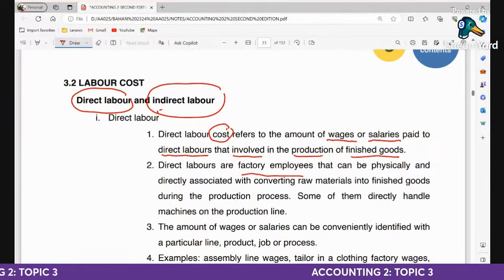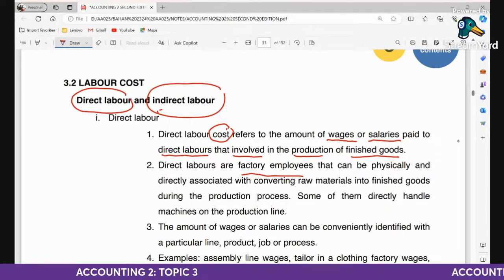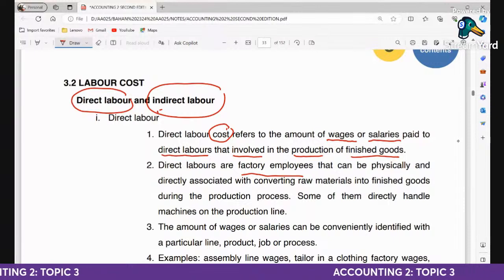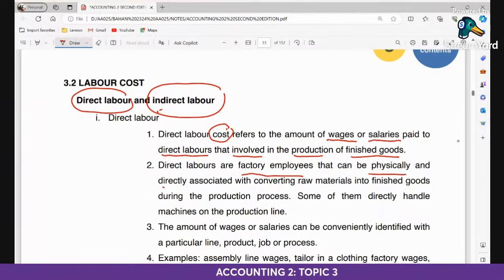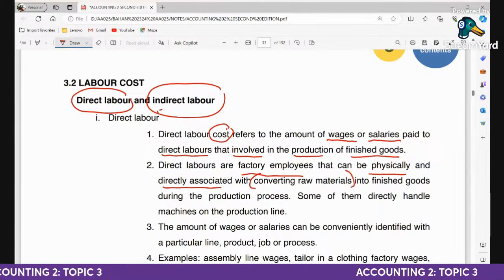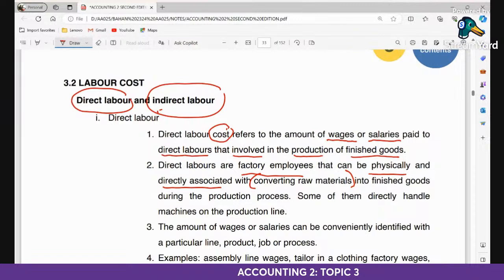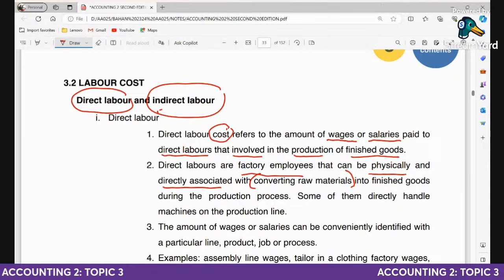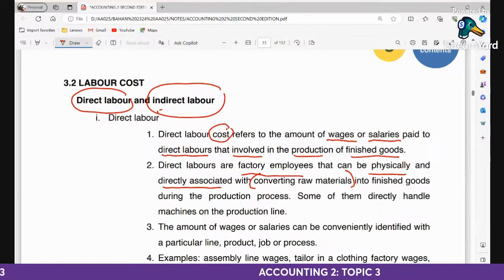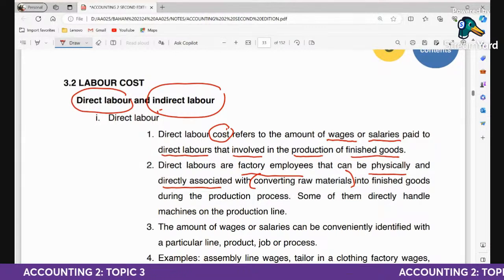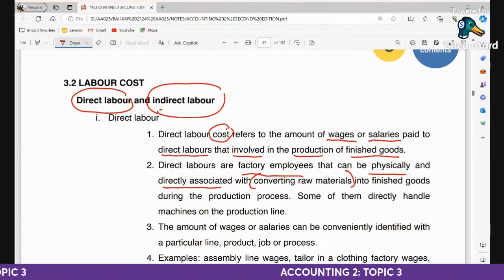So direct labor can be factory employees. Sebab as we all understand, the factory employees such as the assembly line workers and all, these people can be physically and directly associated. Apa yang dibuat dekat kilang? Dia akan convert raw materials into finished goods. So bila dia yang betul-betul terlibat secara langsung in converting the raw materials into finished goods during the production process, mereka ni dikenali sebagai direct labor. So whatever remunerations, such as wages or salaries that is paid to the direct labor is actually direct labor cost.